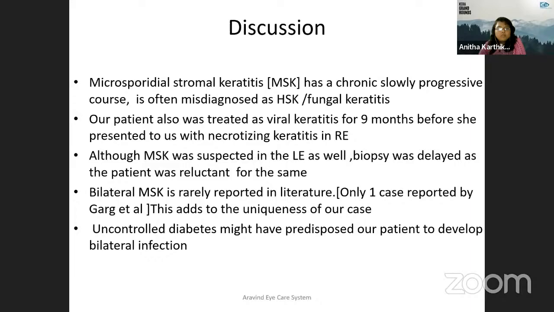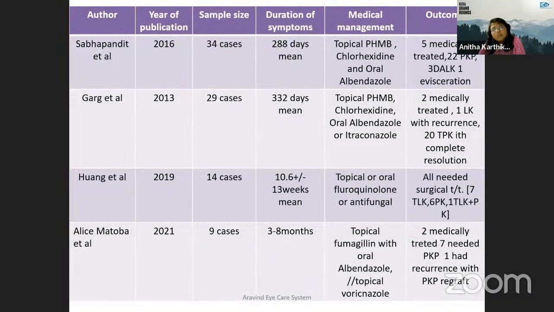Uncontrolled diabetes might have predisposed our patient to develop bilateral infection. These are a few of the previous studies on deep stromal microsporidial keratitis that have shown a long duration of symptoms, about 1 year, before the diagnosis is made. Topical PHMB, chlorhexidine and oral albendazole have been used for medical management as these are antiparasitic agents. Antifungals like itraconazole, fluconazole and fluoroquinolones have been used as well. Fumagillin has been used in microsporidial keratoconjunctivitis. However, the majority of these cases needed surgical intervention for successful eradication of infection from the cornea.